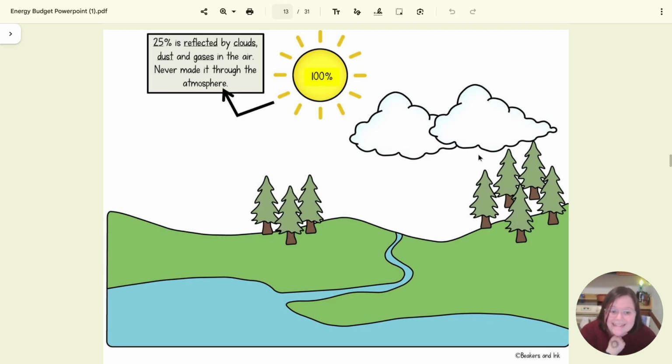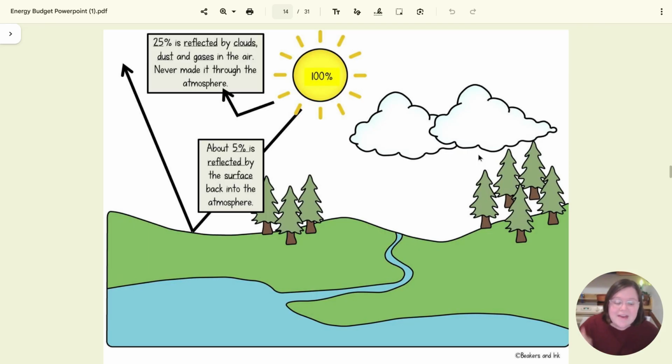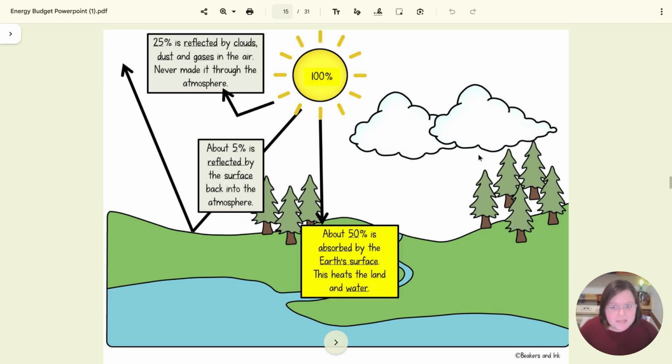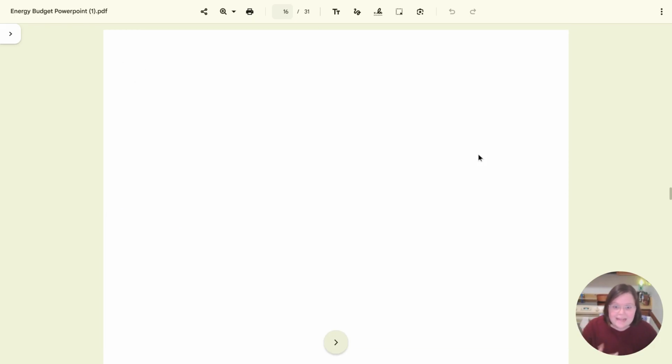25% gets reflected by clouds, dust, other gases in the air. It never makes it through that kind of top layer. 5% makes it all the way down but bounces off the surface and goes back out the atmosphere, back into space. About half of all the energy from the sun is absorbed by the surface. Have you ever been on a sidewalk or even at the park, like with the grass or anything, put your hand down or sat down and the ground was warm? A lot of that is because it's absorbing it from the sun and then it slowly releases back out. It heats up the land and the water.